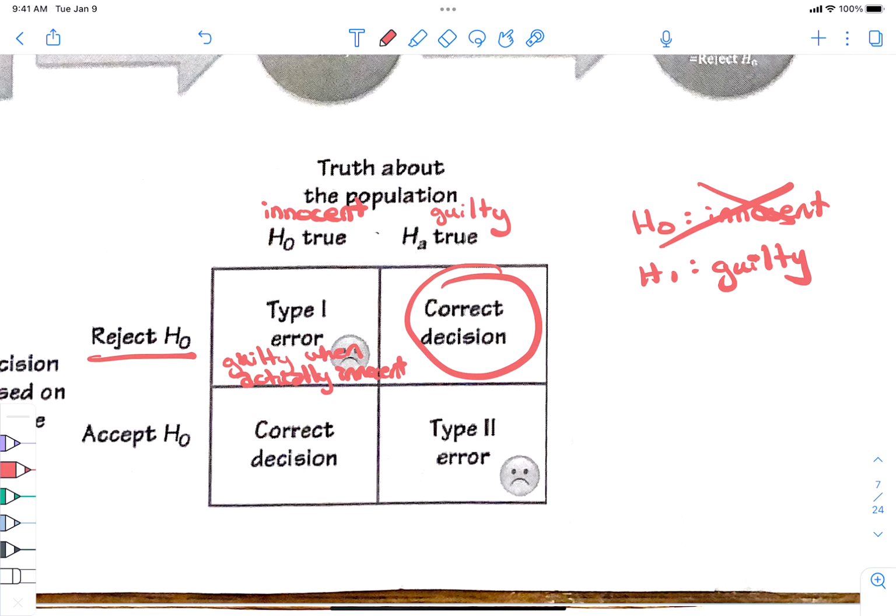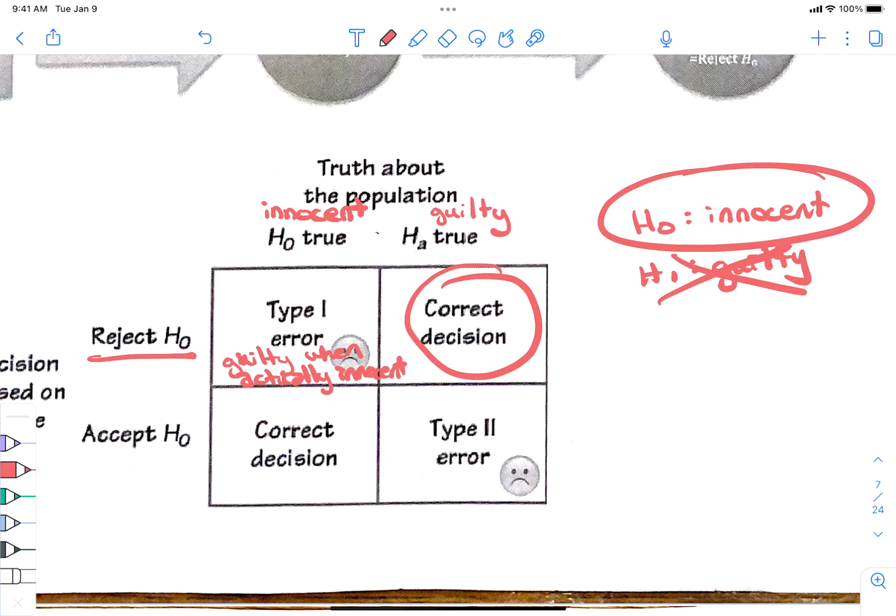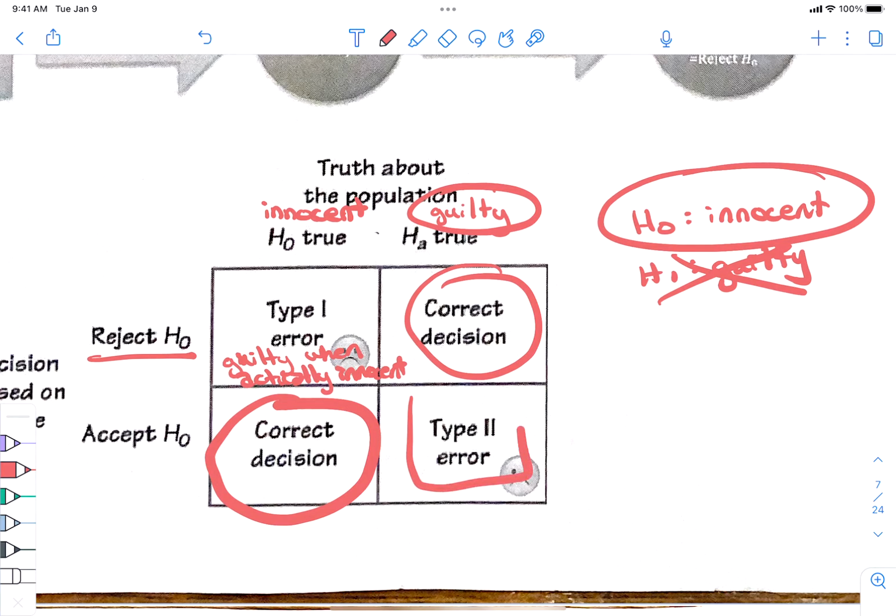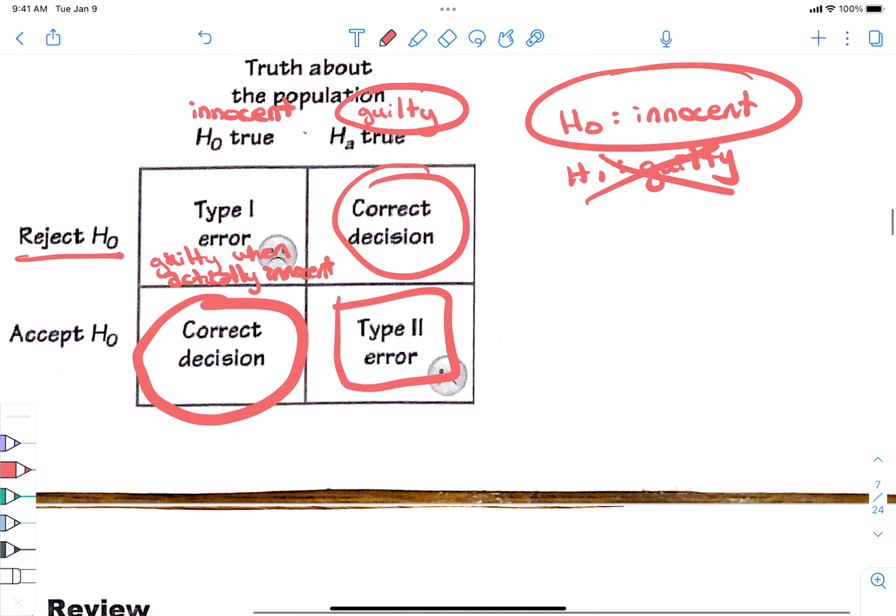Correct decision. Now, on the other hand, if we accept the null hypothesis, I'm going to circle this and cross this one out. We are saying that they are innocent. If they truly are innocent, that's the correct decision. But if they are actually guilty, and we have said that they were innocent, what happens to these people? They get off easy. We're saying that they're innocent when they're actually guilty.